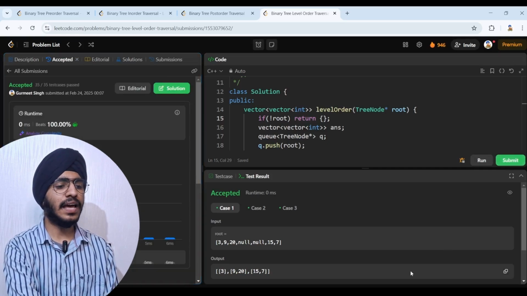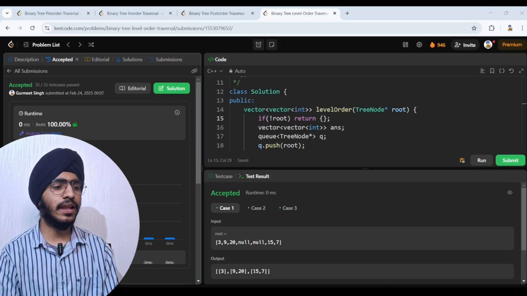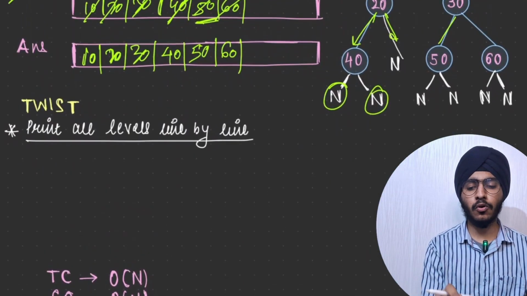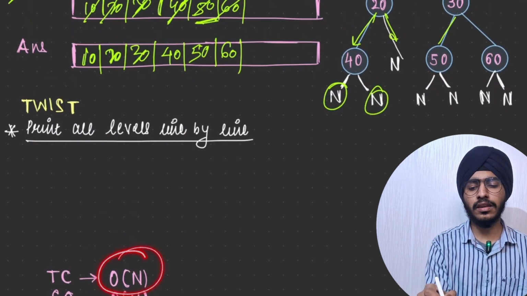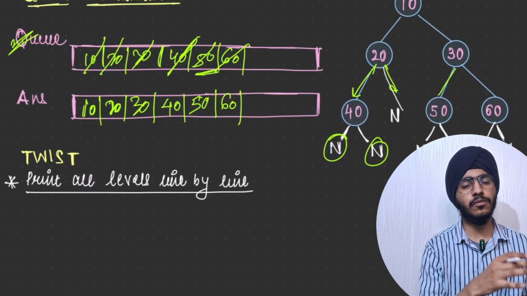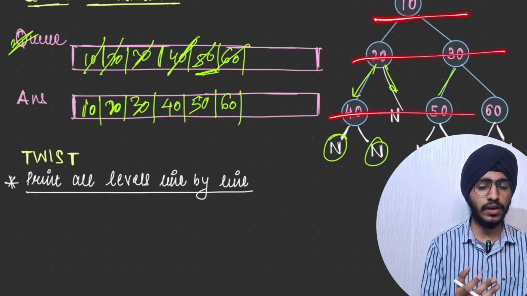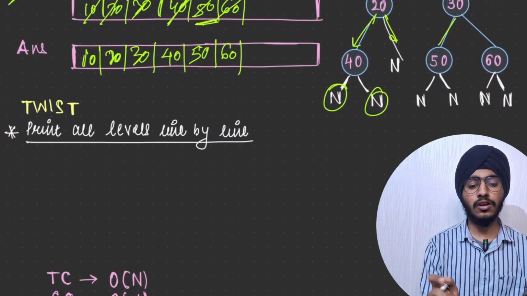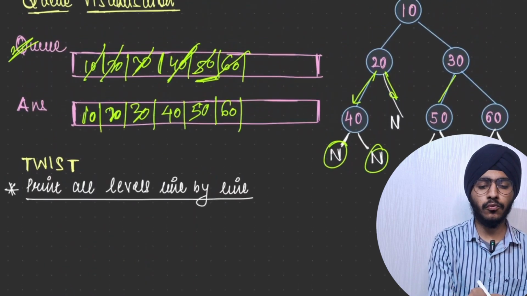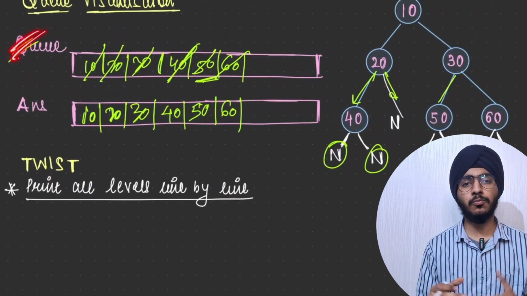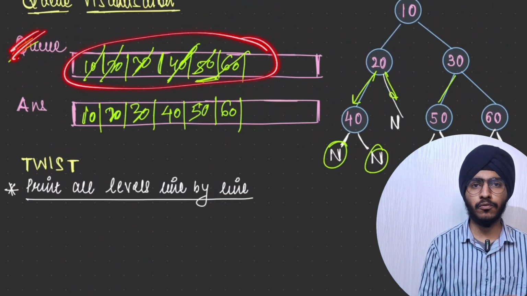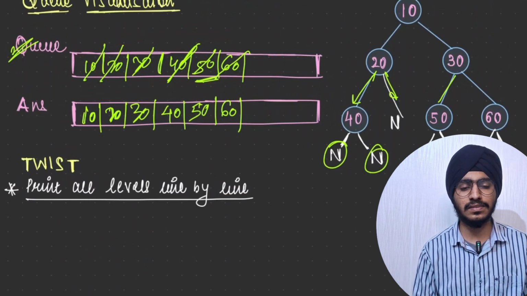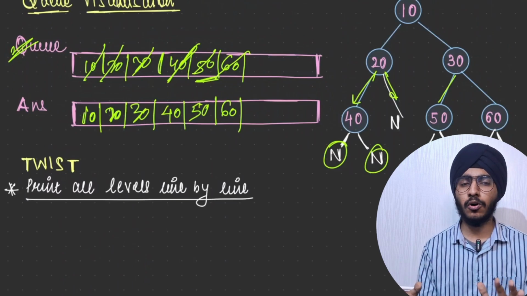Now let's jump to the time and space complexity of level order traversal. Time complexity is big O of n. This is because we are traversing all the elements one by one, so we are traversing n elements. Space complexity is big O of n. This is because we need to maintain the queue for adding the elements and popping out the elements. The answer 2D vector will not be considered as extra space. So this is about time and space complexity.